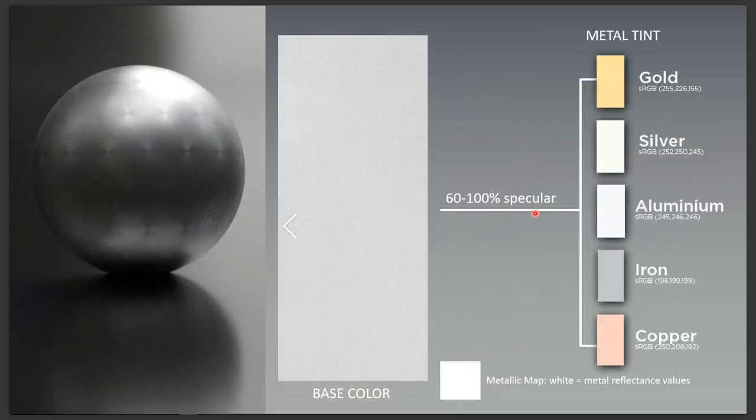Now I'm going to switch over to this next slide, which discusses the metal tint or metal reflectance values. Again, this is information that's authored in that base color map we just talked about. The metal map is going to be white. Anything white in the metal map looks to the base color and uses that value as the metal tint color. With metals, we're looking at anywhere from 60 to 100% specular, so we're using pretty bright ranges.